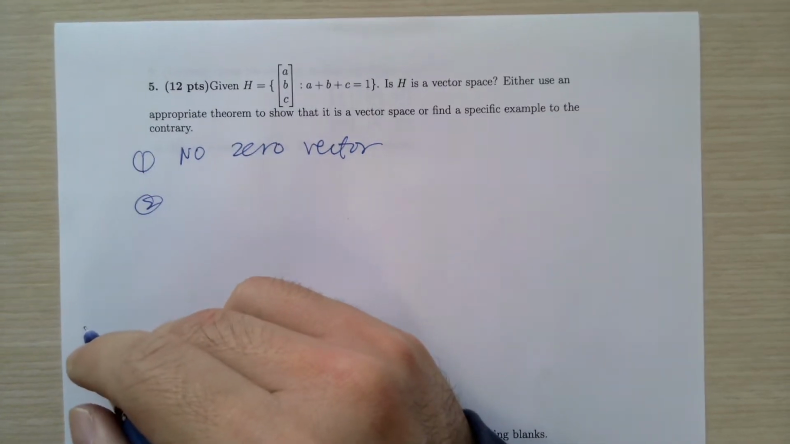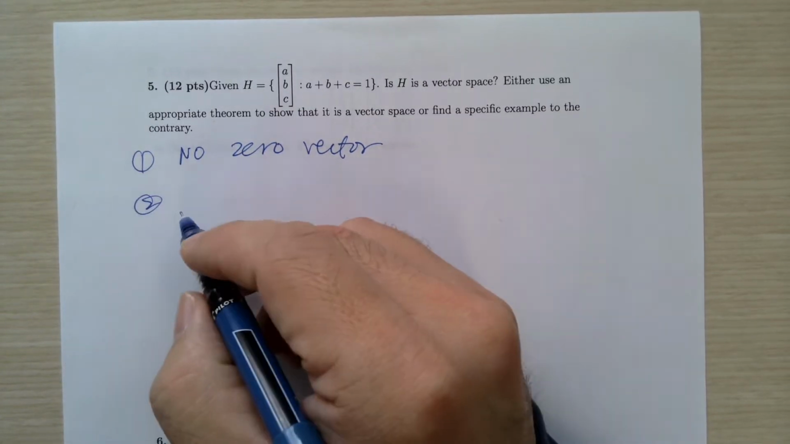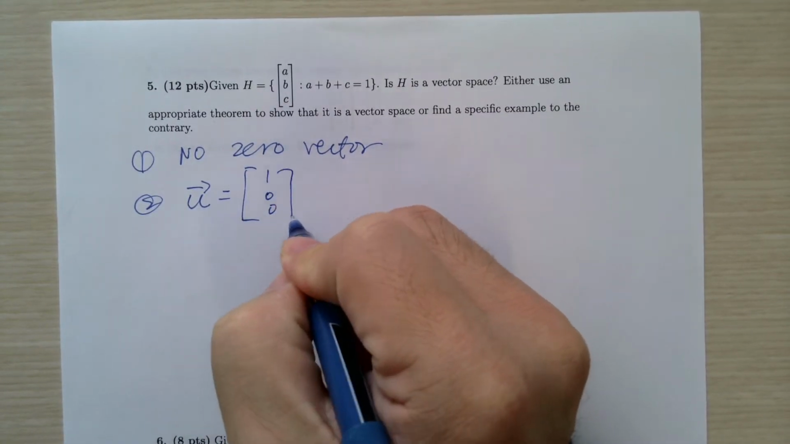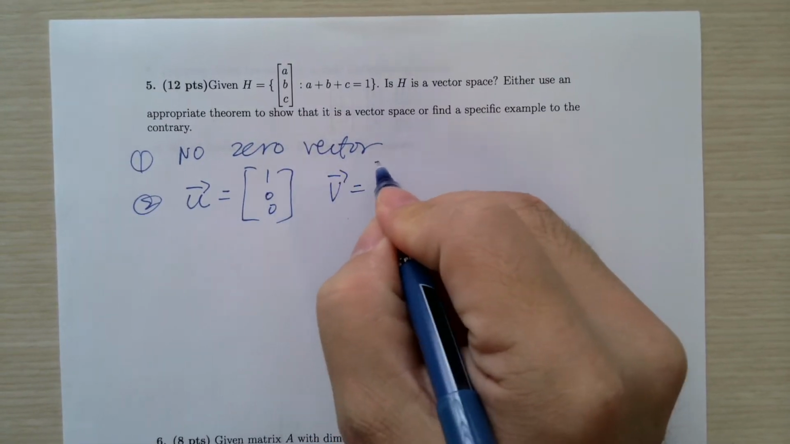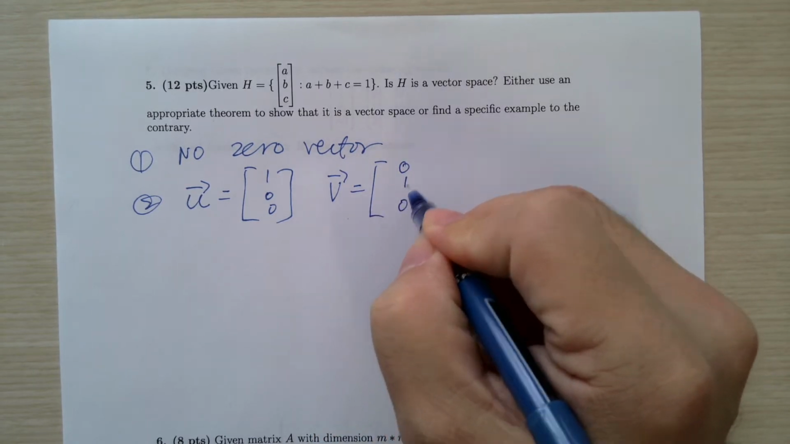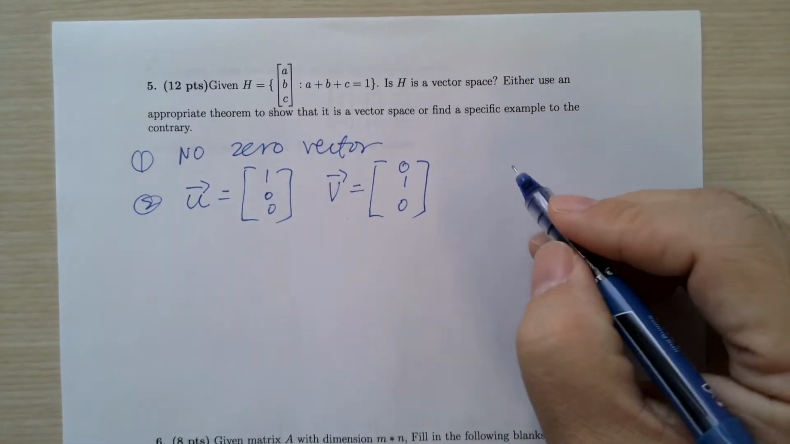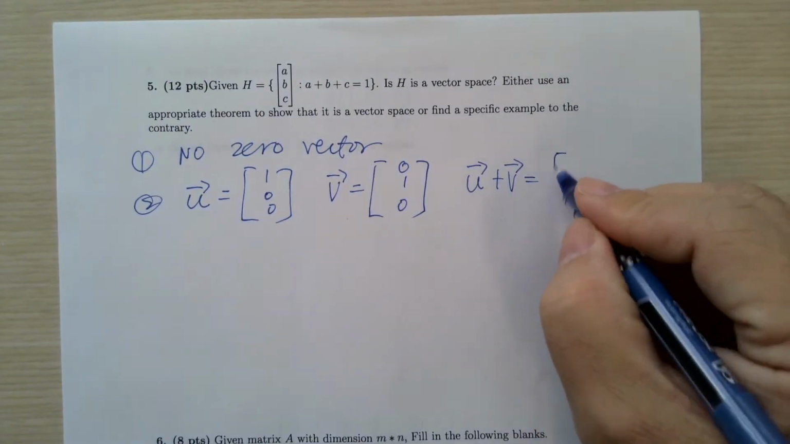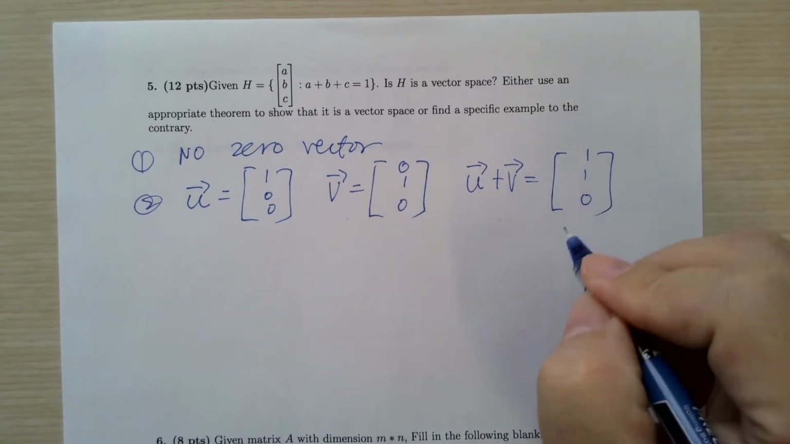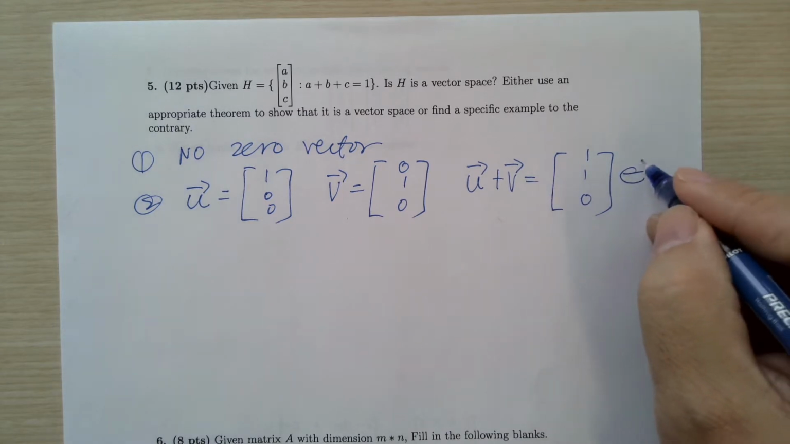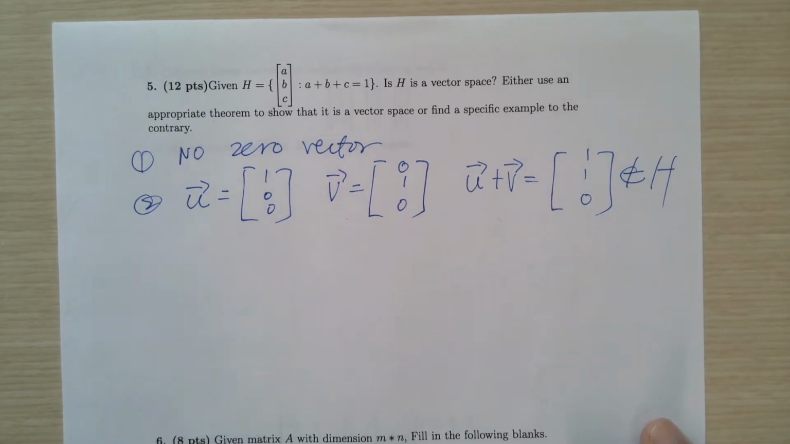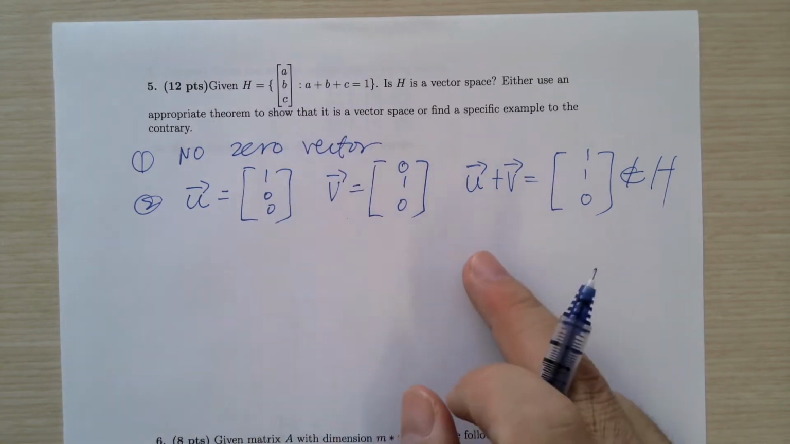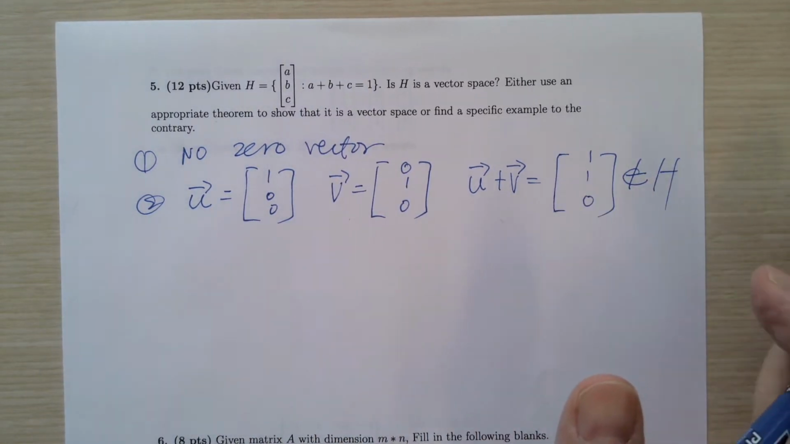Two, suppose we take a vector u, let's see, 1, 0, 0. Vector v, let's see, 0, 1, 0. And clearly u plus v is going to give you 1, 1, 0. Noticing that this one does not belong to H. This u belongs to H, v belongs to H, but u plus v does not belong to H, okay?